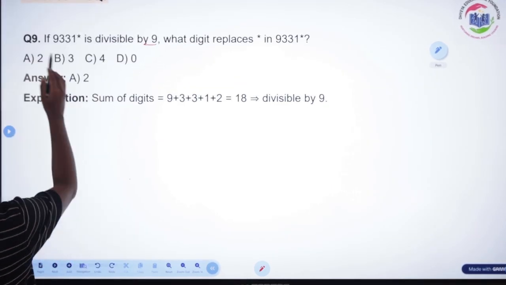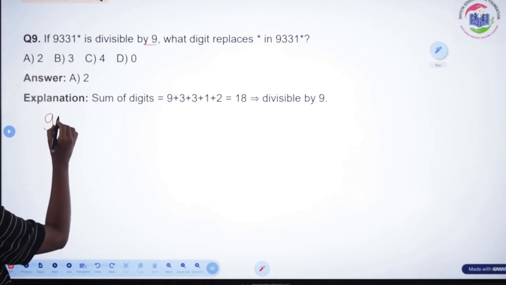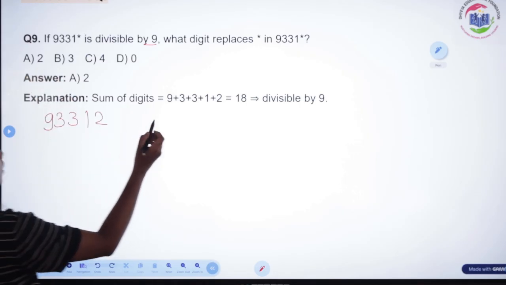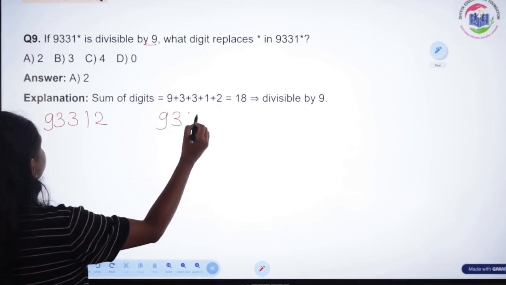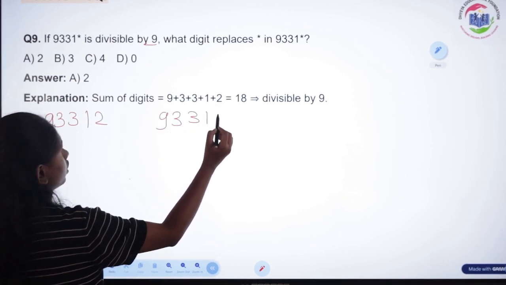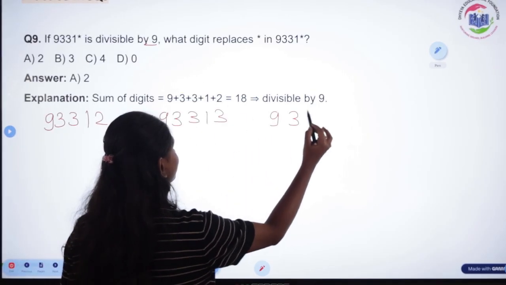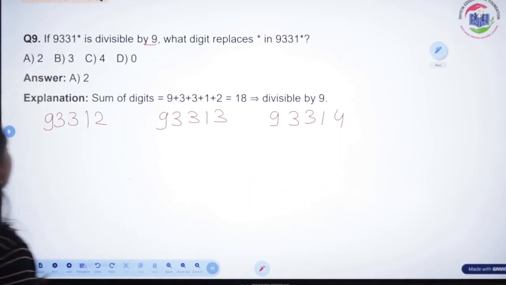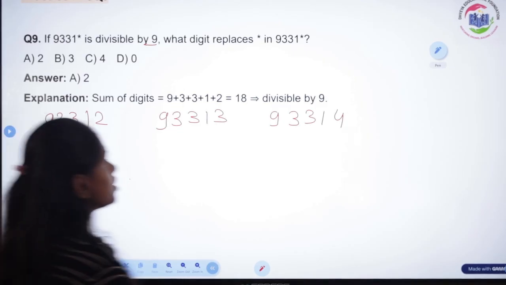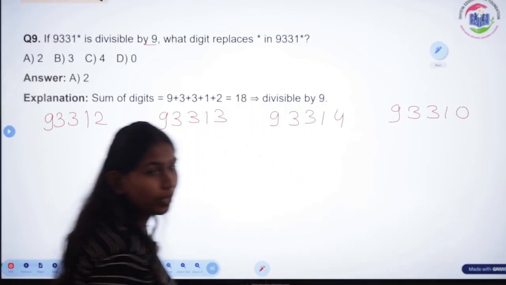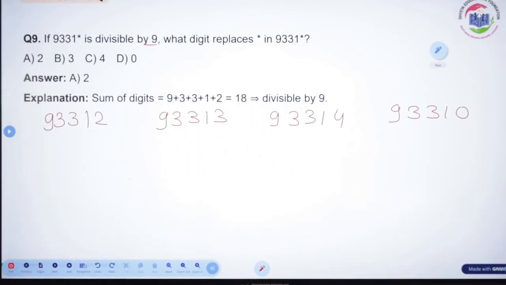Okay. So, starting with 9331, taking 2 as the last number, then we will take 3 as the last number, then we will take 4 as the last number, then we will take 0 as the last number. Okay. Now we will check.